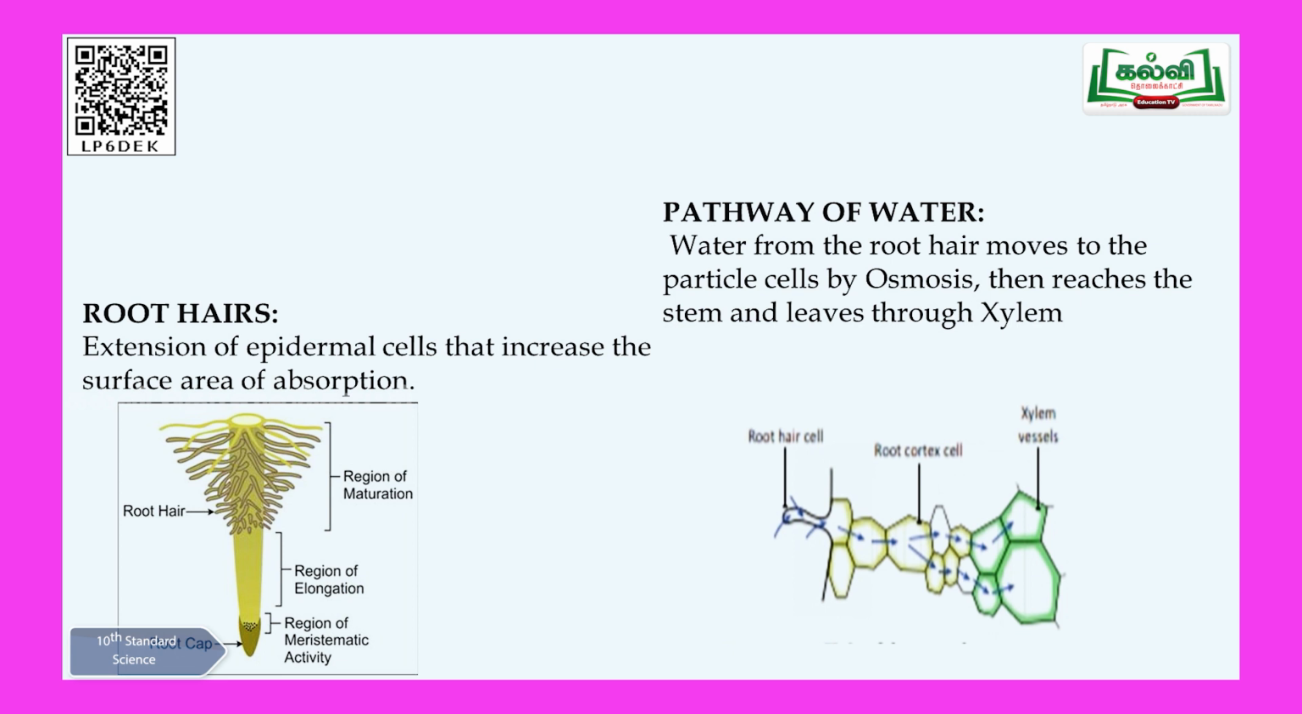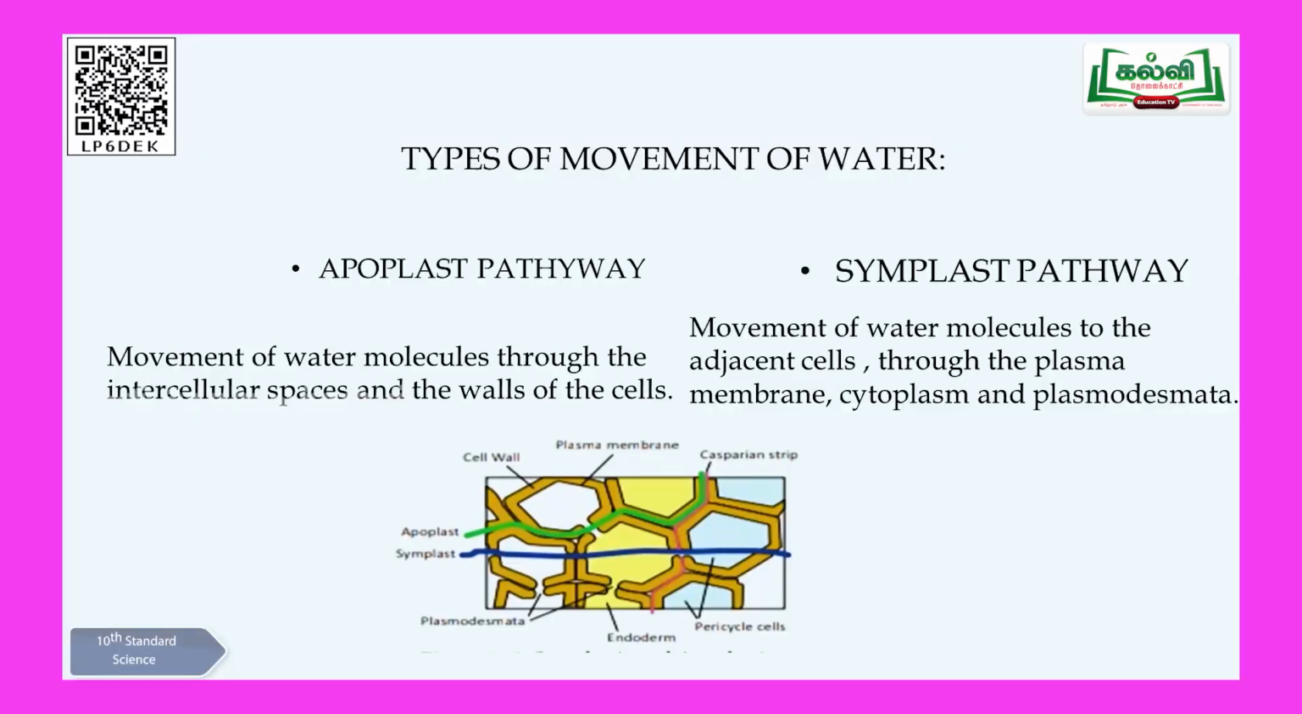So, there active transport will take place, and the energy which is needed to push up the water molecules through the xylem cells will be given by ATP. ATP you have studied already in 8th and 9th standard, adenosine triphosphate, which is stored in the mitochondria. Okay. So, this is what is happening. This is called the pathway of water from the soil to the stem and to the leaves also. Okay. Now, we will just move to the next part of the topic, types of movement of water.